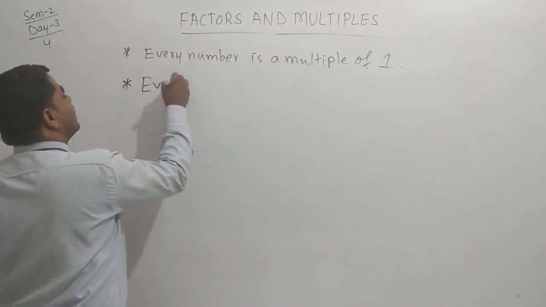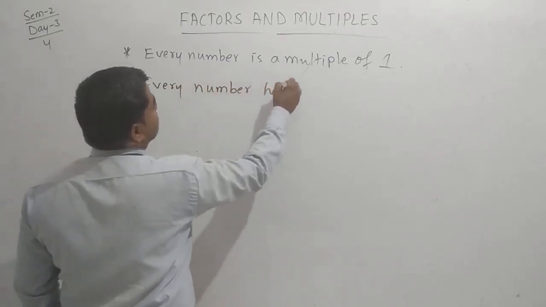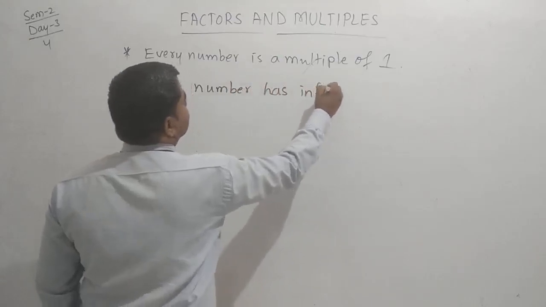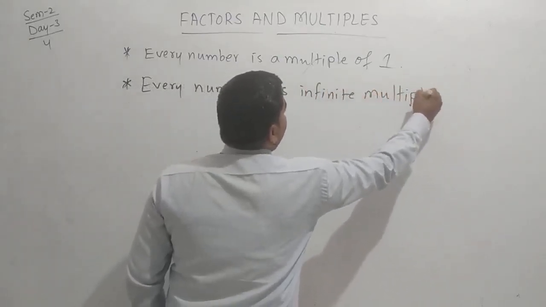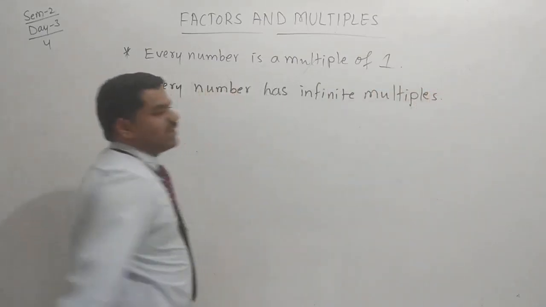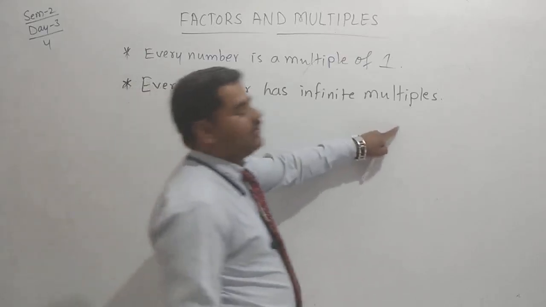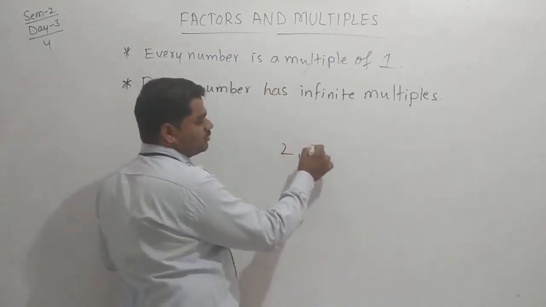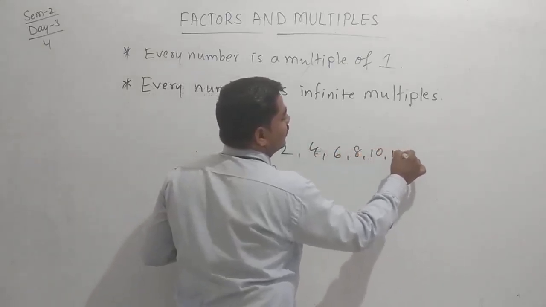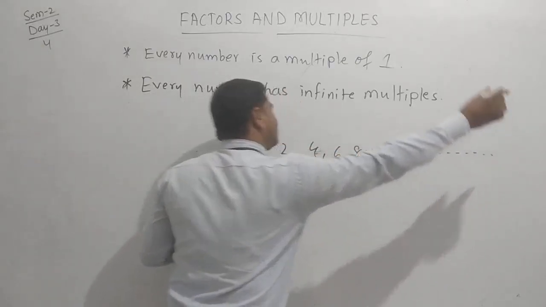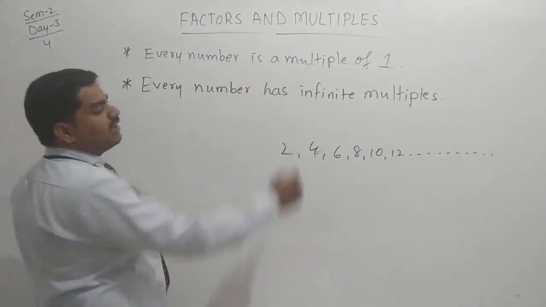You can write every number has infinite multiples. Means countless. We cannot count how many multiples every number has. Continuous: 2 1s are 2, 2 2s are 4, 6, 8, 10, 12, up to 20. Other than that also 22, 24, 26, like that. Countless. These are the multiples of 2.